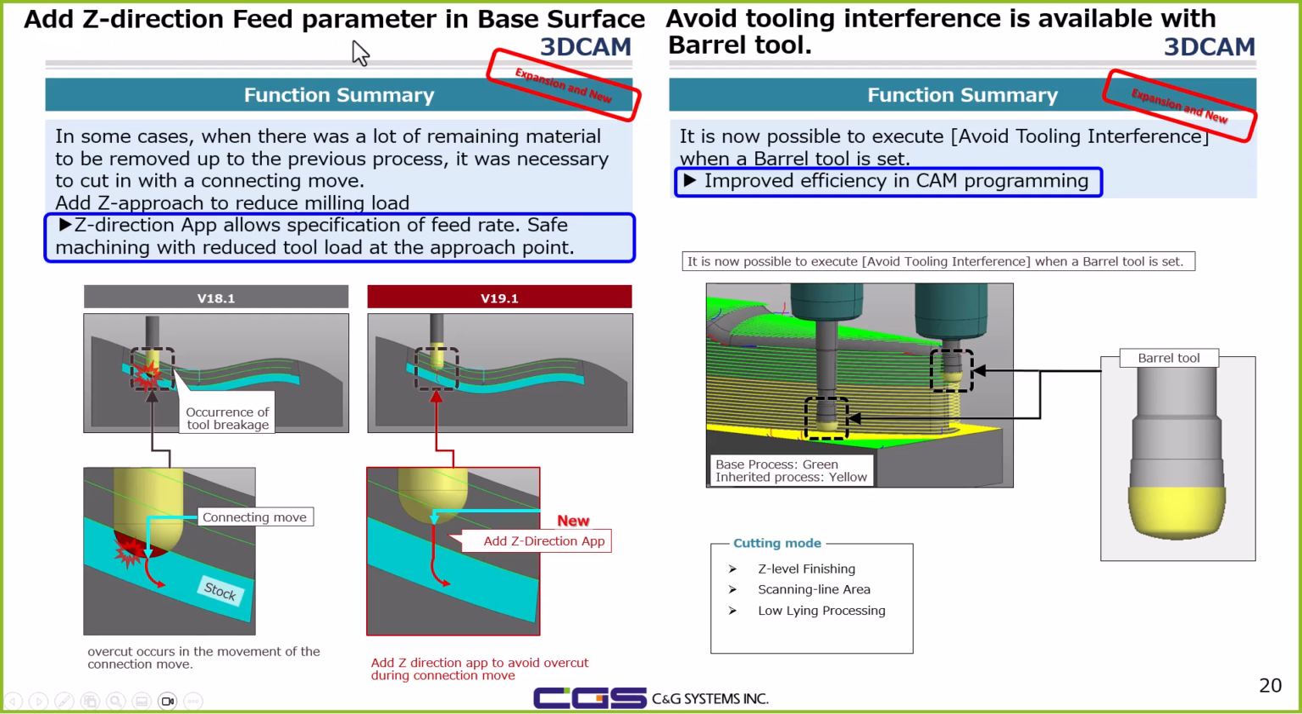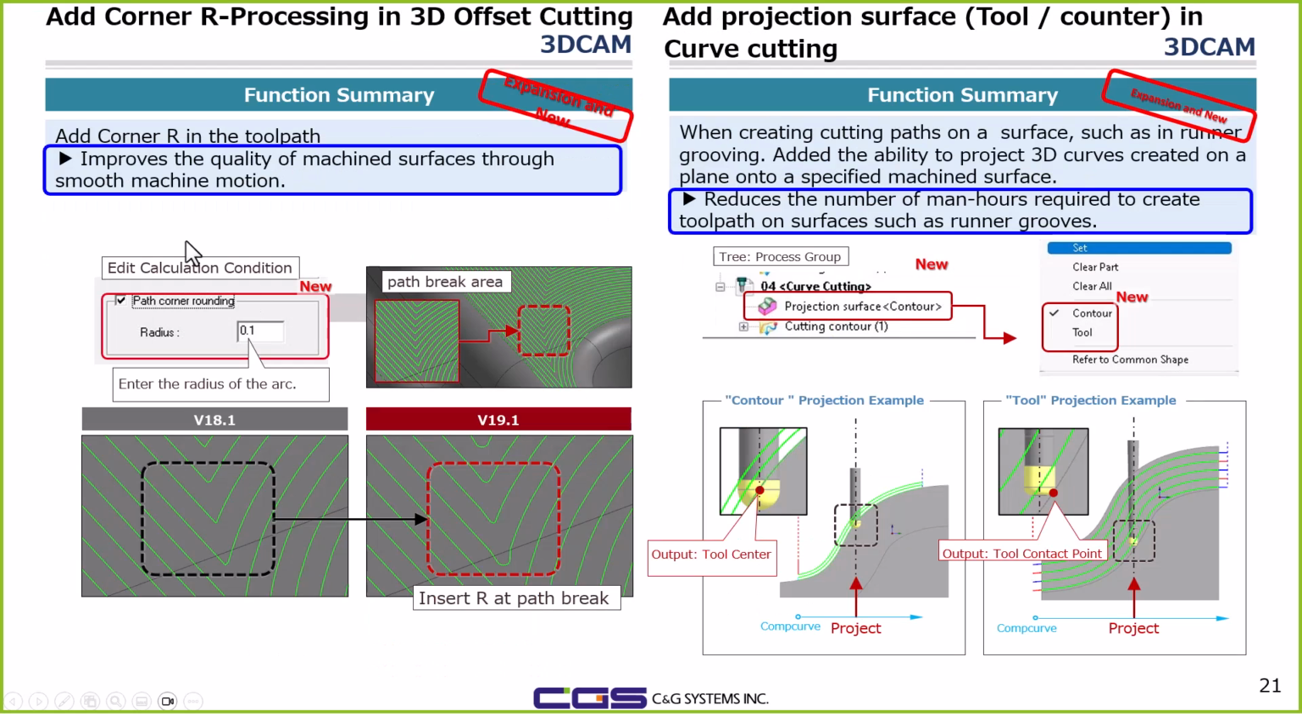There's a Z direction feed parameter now added into base surface programs. Before, it would just go into there and not feed in, because sometimes you are plunging with this toolpath. Avoid tooling interference is available with a barrel tool cutter now. Corner R processing added into 3D offset cutting, improving the surface finishing for this toolpath.